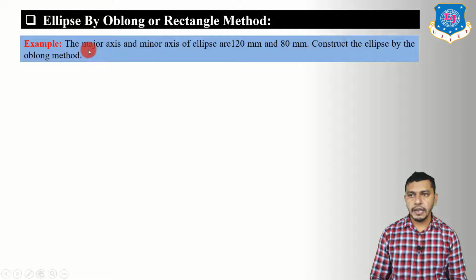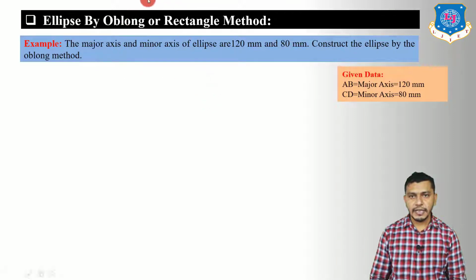The given problem is: the major axis and minor axis of an ellipse are 120 mm and 80 mm respectively. Construct the ellipse by the oblong or rectangle method. So the given data is: let us say that AB is the major axis, equal to 120 mm, and CD is the minor axis, equal to 80 mm.